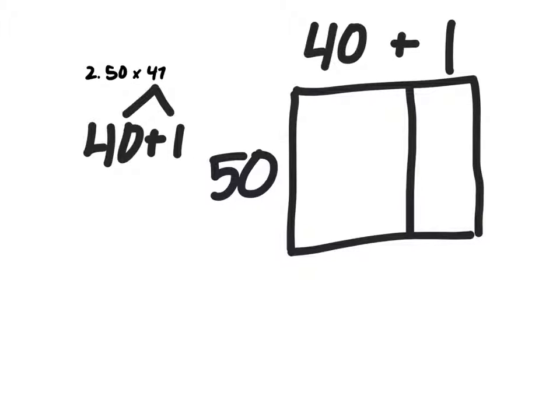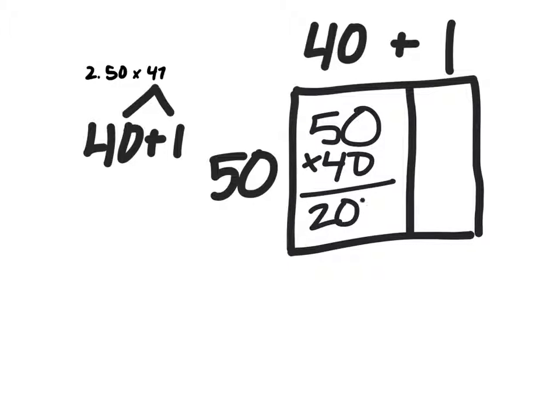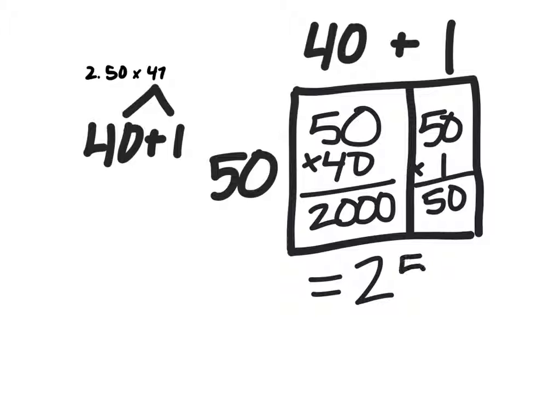So we will do 50 times 40 and 50 times 1. That's an easy one. Now if we add the two, we get, oops, and this is our product.